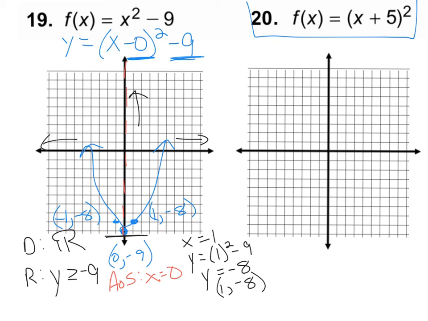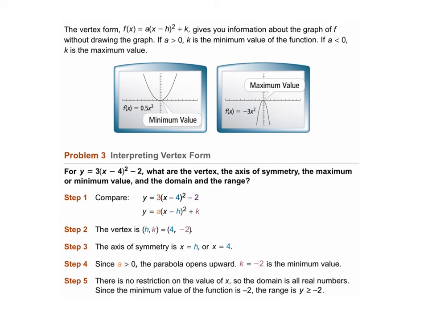I want you guys to try and graph number 20. Start with the vertex, draw the axis of symmetry, pick a number 1 unit away from the axis of symmetry, and plug that in to get a second point. The second goal, other than being able to graph a quadratic function, is to be able to give the vertex, the axis of symmetry, the max or min value, and the domain and range without graphing. So I would take a second to pause this video and look how they did this problem down here, number 3, to figure out all those different answers. We're going to attempt to do that in the last slide.